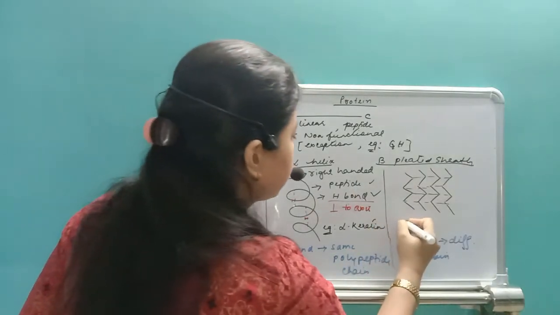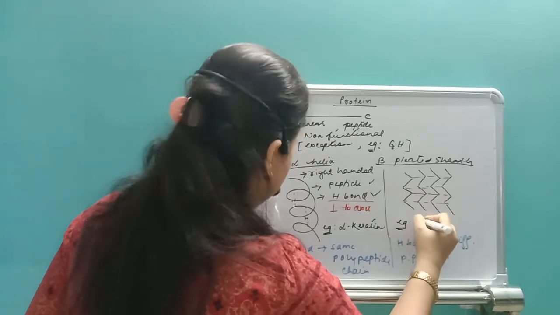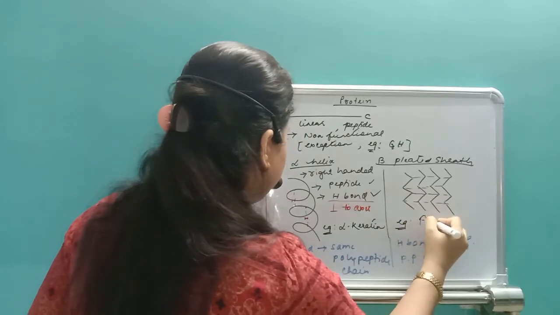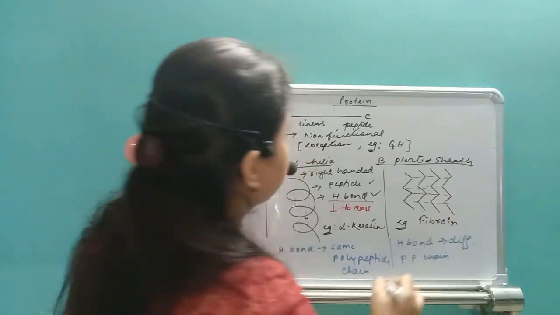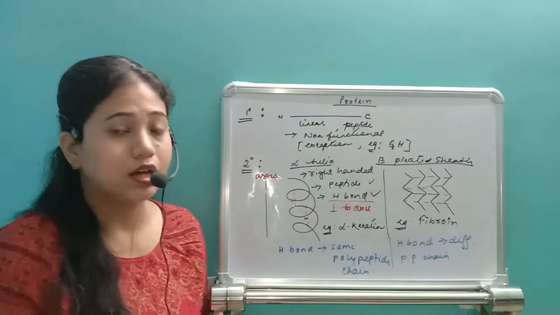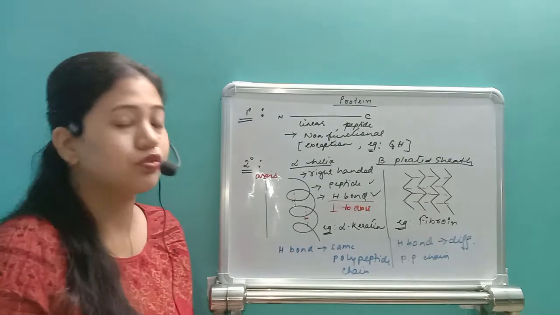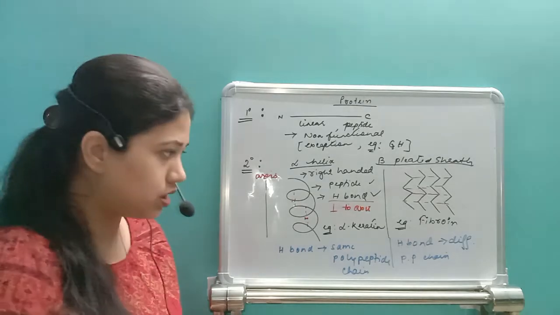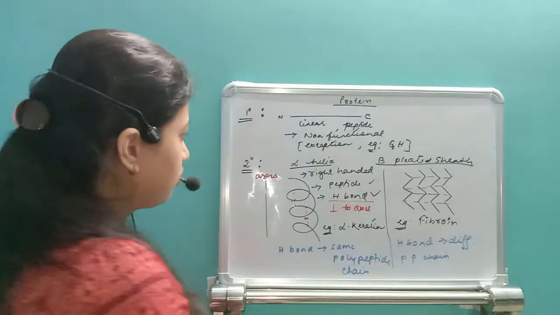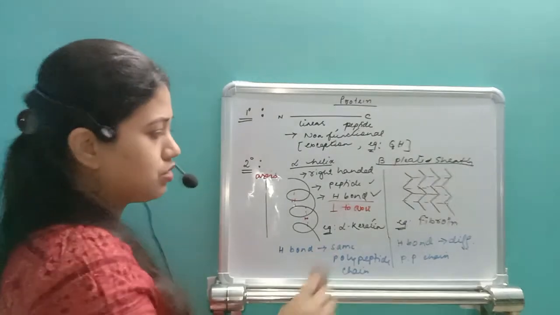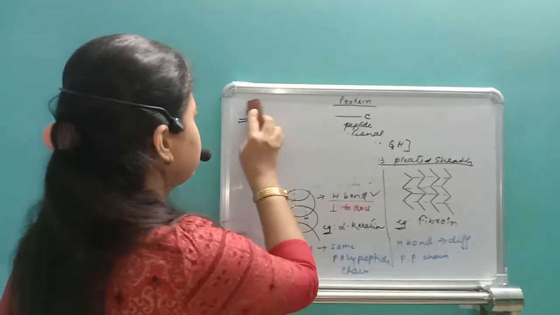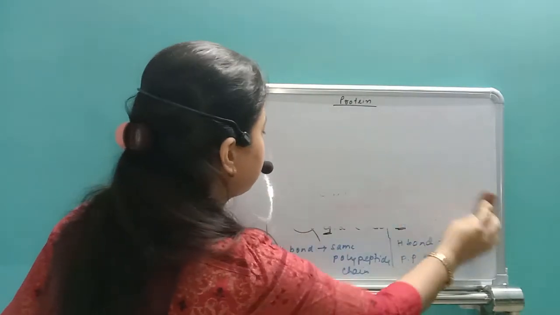Yes, we have one example in the silkworm. They have one type of protein that is called fibroin protein, which is found in silk. In the silk cloth we are going to have beta pleated sheet, that is the fibroin protein. So this is the secondary structure. Just remember the examples. Then let's move to the next structure, that is tertiary structure.